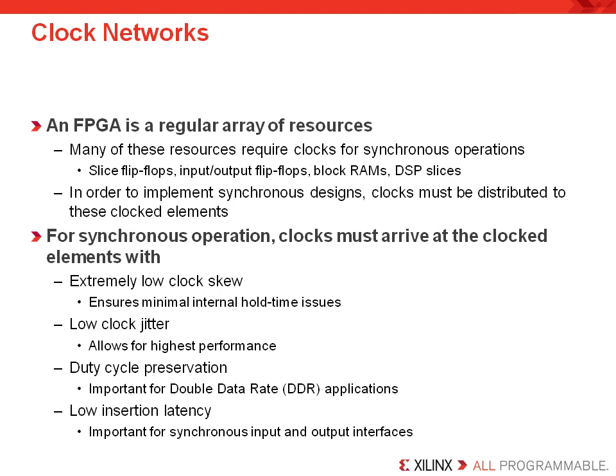An FPGA is a large array of resources, and many of these resources require clock signals. For any synchronous design to operate properly, clocks must be distributed to all elements with low skew to minimize internal hold time problems. High-performance systems also require low clock jitter. Too much clock jitter reduces the valid data window, increasing the chance of setup and hold time violations.